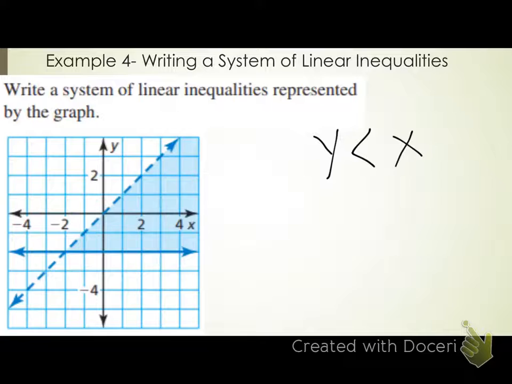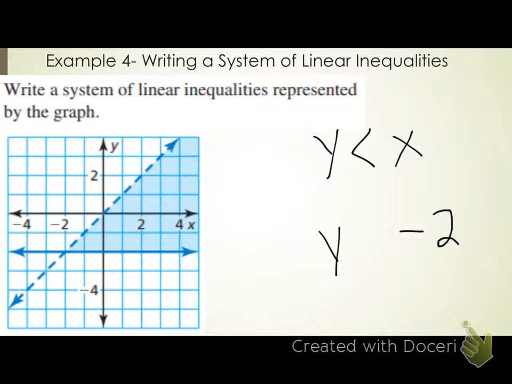My solid line is a horizontal line. So what's the form of that going to be? The slope is 0, but which variable is not going to be there? It's not going to have an x. So it's going to be y on the left and some number on the right. What is that number? Negative 2, because it's crossing my y-axis at -2.